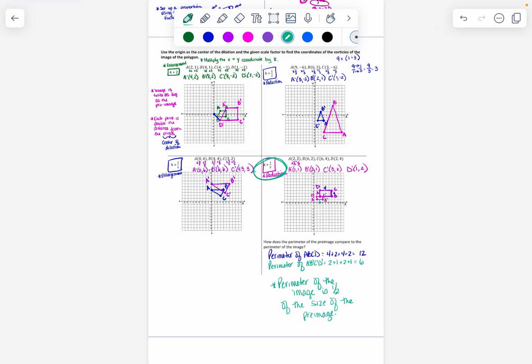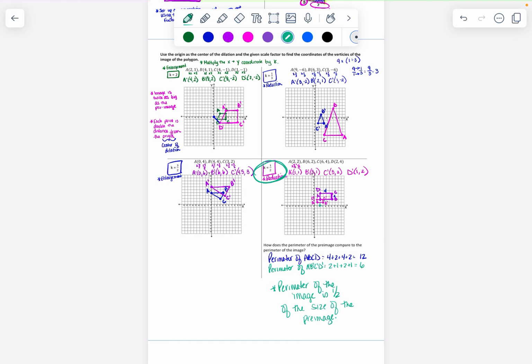All right, ladies and gents, I hope you feel pretty good about dilations today, about reducing and enlarging. I'm going to post a practice assignment for you. Tomorrow, we're going to move ahead to talking about these similar figures more and the properties of these similar figures. So make sure that you get the practice assignment done, and then we'll pick up from here tomorrow.